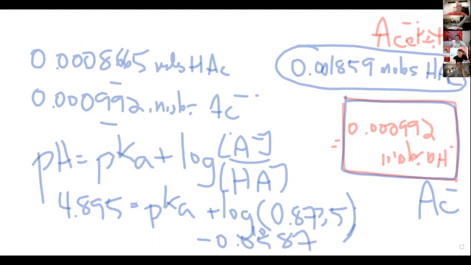0.0587. Okay. So all we do is add 0.0587 to both sides. And that's our pKa. So 4.895 plus 0.0587. So it gives us a pKa of 4.95.